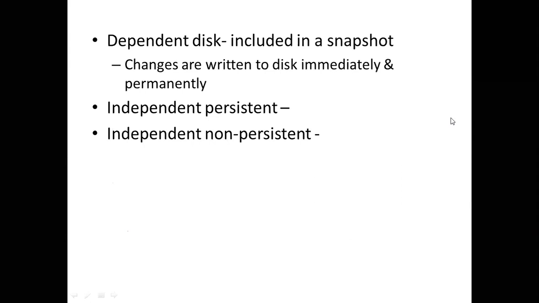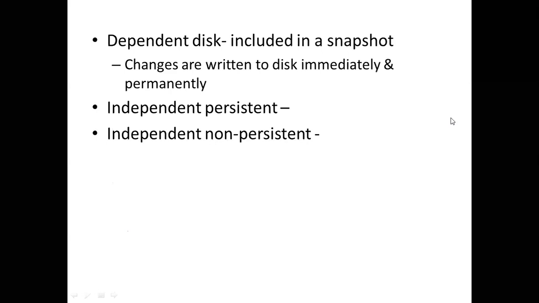Now, what are dependent disks? A dependent disk is included in a snapshot. Changes to a dependent disk take effect immediately and are written permanently. Okay. They take effect immediately and are written permanently. That's why we are saying they are included in a snapshot, because we can have a backup of our VM if we use the dependent disk.